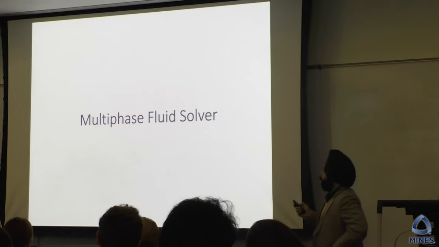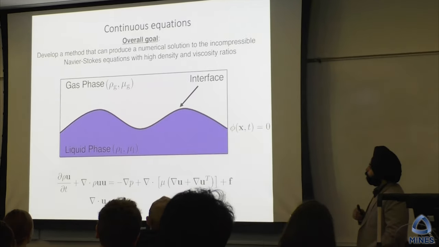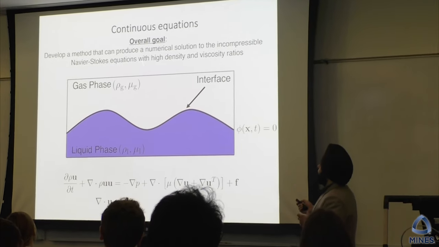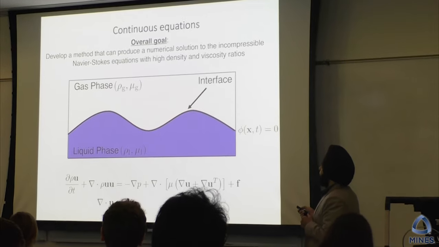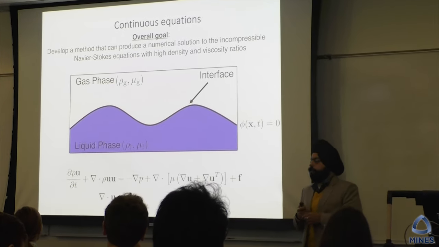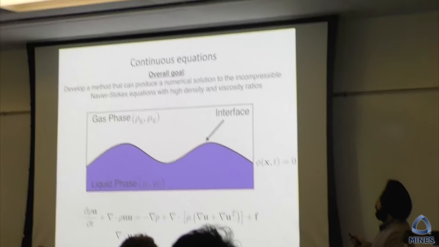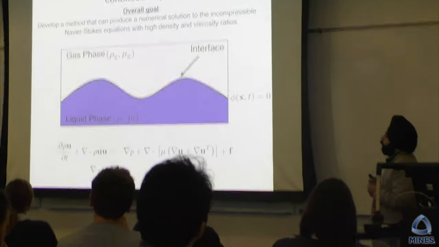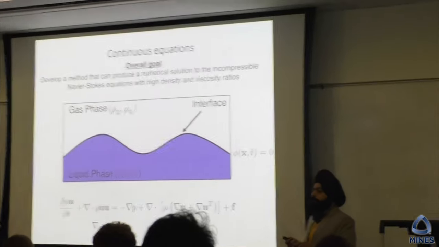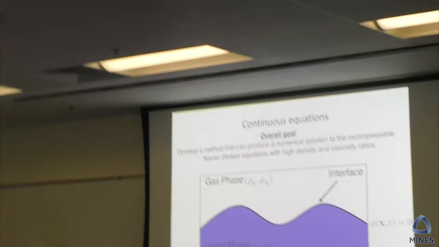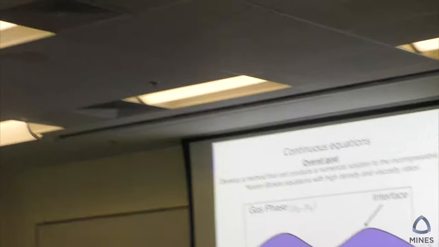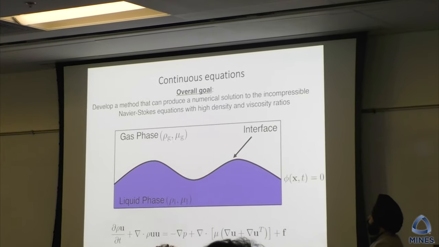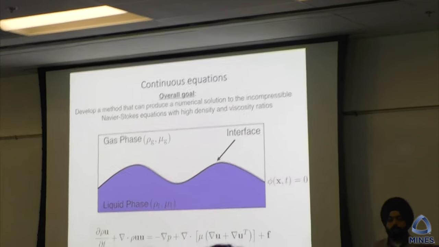Okay, so topic number one, the multi-phase fluid solver. Our objective for the multi-phase flow solver is to develop a robust scheme that can solve the incompressible Navier-Stokes system with highly varying density and viscosity ratios of the medium. The approach we take is called the single fluid formulation, in which we solve the governing equations in the entire domain. And different phases are accounted for by just taking spatially varying density and viscosity throughout the domain.